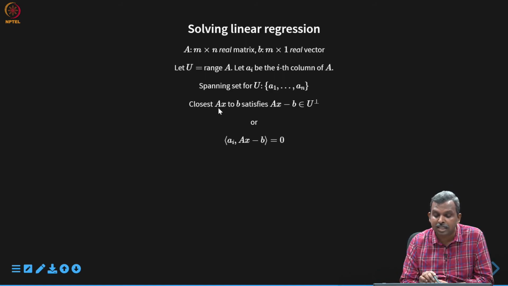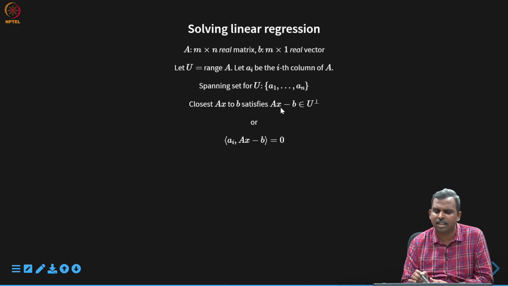The closest Ax to B, remember Ax is an element of U, right? The closest Ax to B satisfies Ax minus B is in U perp. This is a very simple little relationship that we have seen before. Or, what did we see about how to check for Ax minus B belonging to U perp? The inner product of each of these columns of A with Ax minus B has to be 0. These are all equivalent conditions.